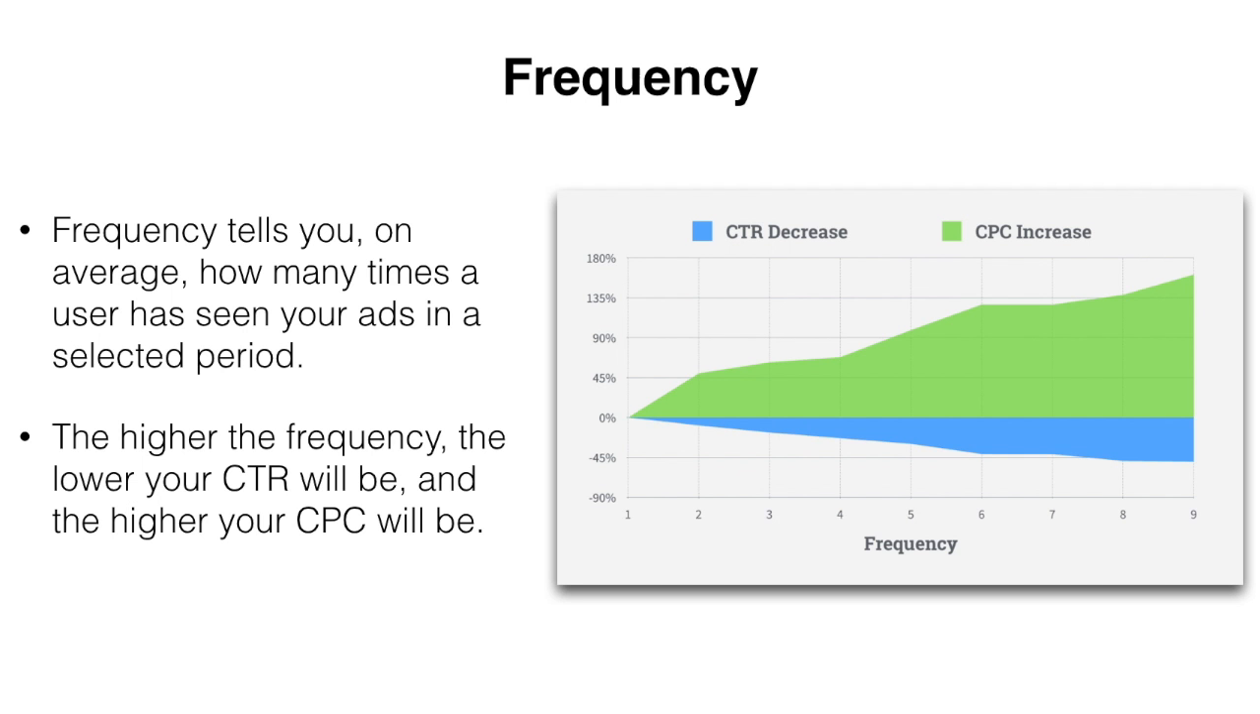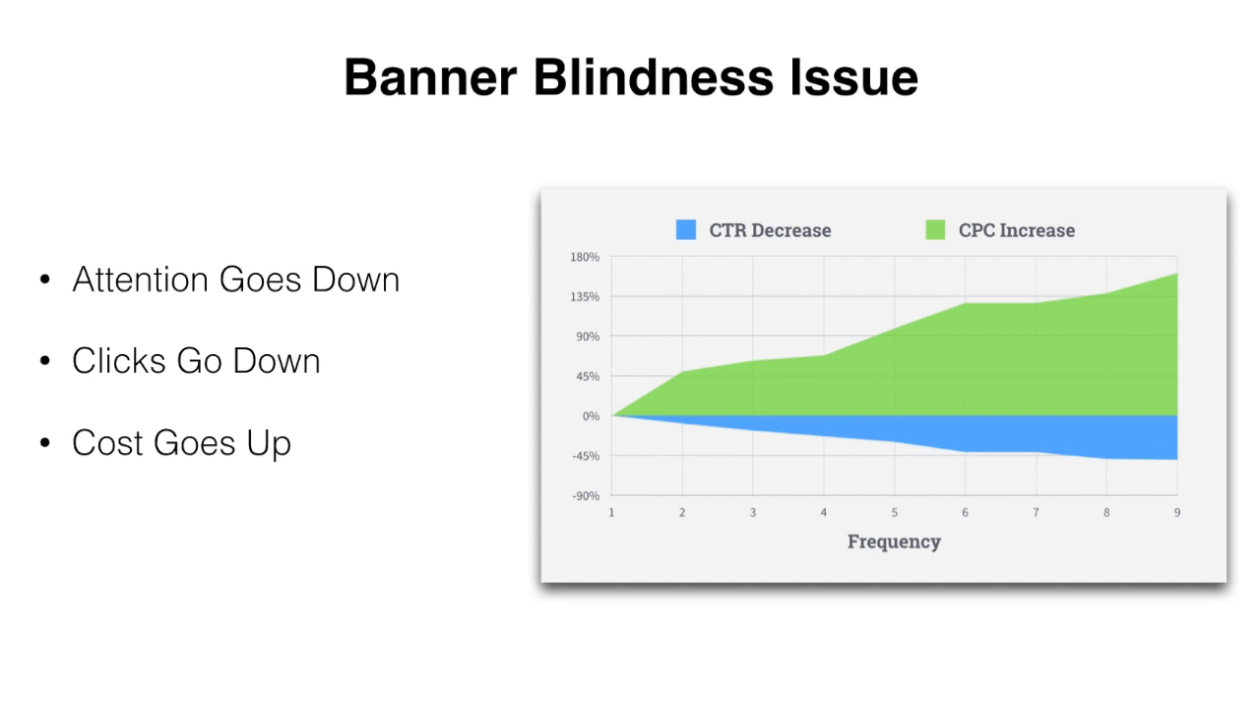Okay? Now, this is the interesting thing about the cost associated with frequency. The higher the frequency, it shows here, the lower the click-through rate will be, but the higher your cost per click will be. This is a very interesting thing to keep in mind. Controlling your frequency is going to change everything. Because when it comes to banner blindness, once people have seen it a couple of times, that's when their attention goes down, which means they're not clicking on it as much, which means, guess what? The click cost goes very, very high.